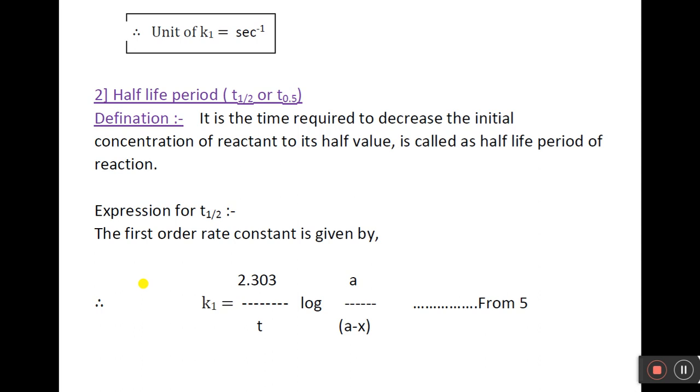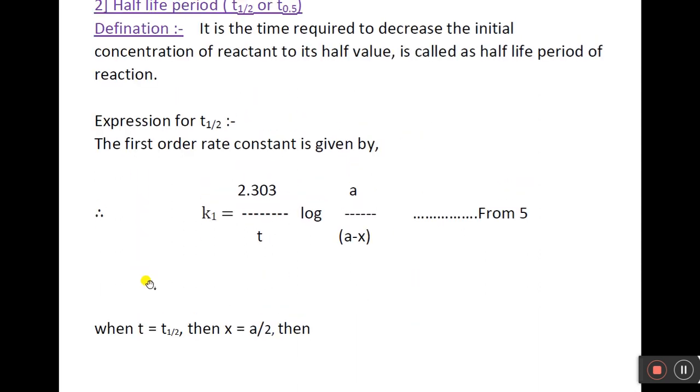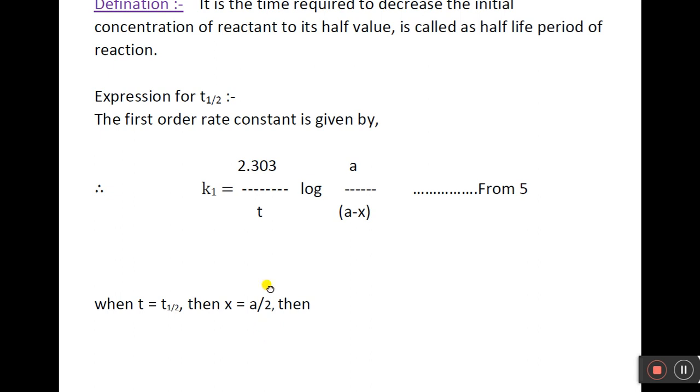It is the time required to decrease the initial concentration by 50% or by its half value, and it is called the half-life period. Now, when time t is equal to t half, then x is equal to a by 2. Actually here it should be: when x is equal to a by 2, then t is equal to t half. We should write it like this. It is a printing mistake.